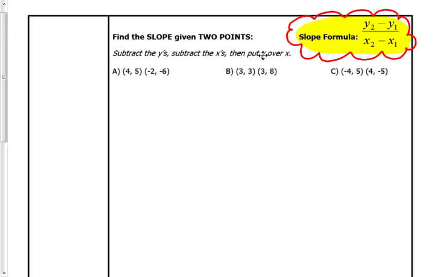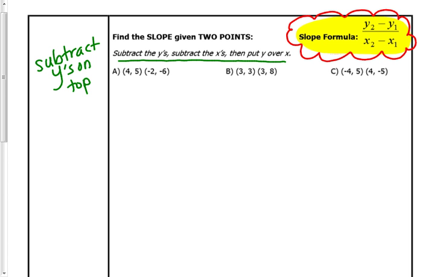And really the only thing you're doing is you are subtracting the y's, subtracting the x's, and the y goes on top of x. Okay, subtract y's on top, subtract x's on the bottom. If you can remember that, then you know your formula, okay? Subtract y's on top, subtract x's on the bottom.